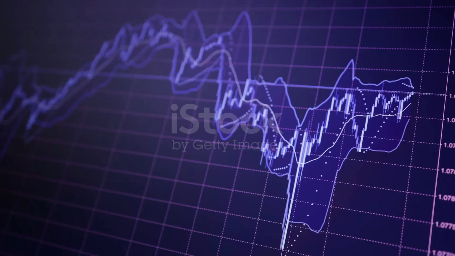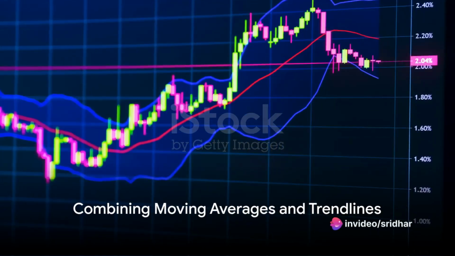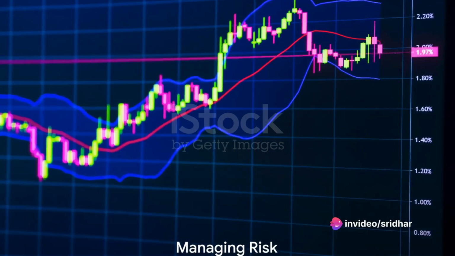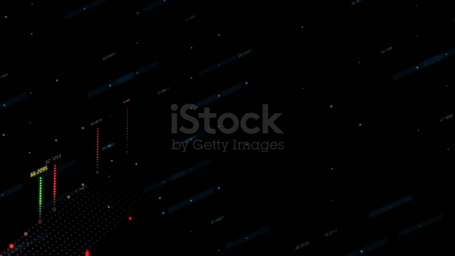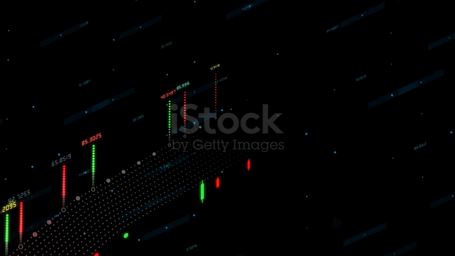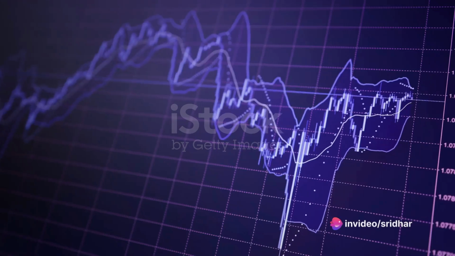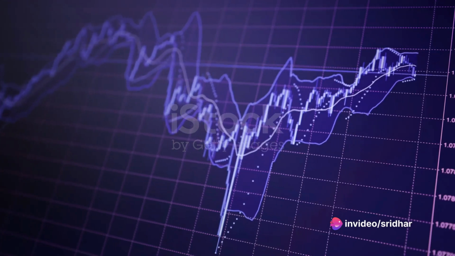But how do you use these two tools together? The real magic happens when you combine moving averages and trend lines. We're now at the heart of our journey, where we'll explore how moving averages and trend lines, two powerful tools, can be integrated to refine your trading strategies. This combination allows you to identify stronger trends and make better trading decisions, which is, after all, the ultimate goal.